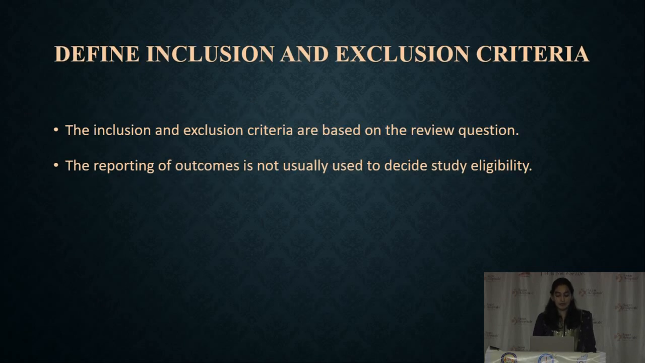So defining the inclusion and exclusion criteria, they are usually based on the review question that you have taken up. And if you have a PICO question, where PICO stands for patient, intervention, comparison as well as outcomes, you will have to define your inclusion and exclusion criteria based on that. And these criteria will also be based on how you plan to group the data for synthesis. The reporting of these outcomes is not usually used to decide the study eligibility.